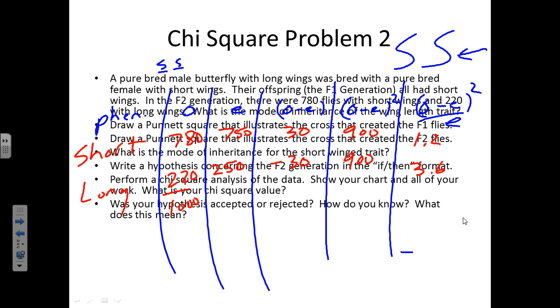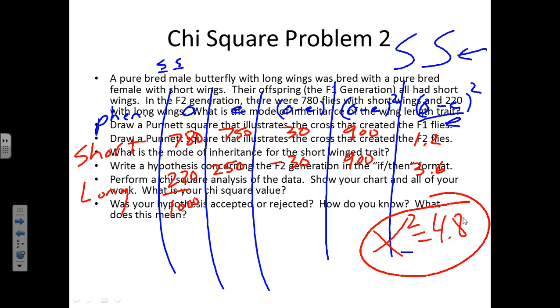So how do we get chi squared? What's the formula? The summation of this last column, right? Summation of O minus E squared over E. So we have to add these two numbers up, and we get 4.8. So that's the chi-square value. By itself, that doesn't tell us much. We have to compare that to what? Critical value, which comes from the chart.